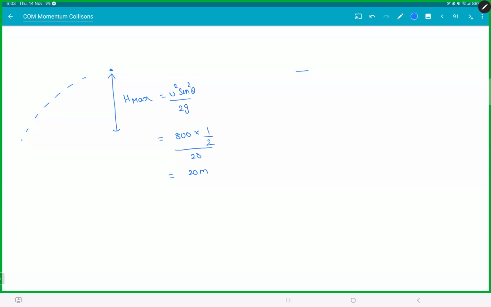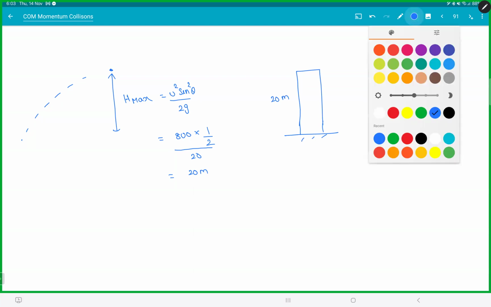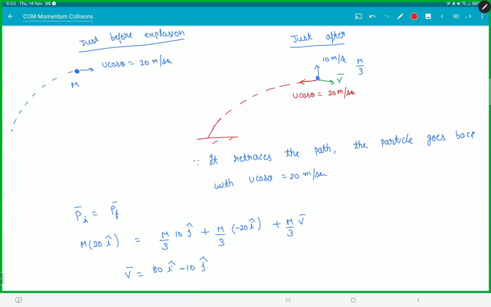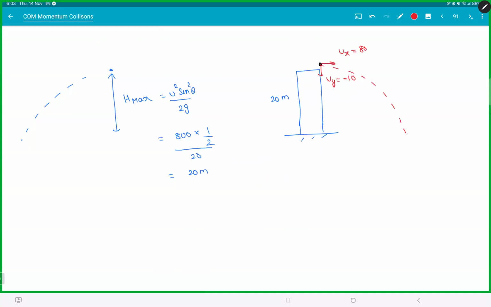So this question behaves like this. As if you have a building here, a 20 meter building. This particle here has speed in the horizontal direction, ux is equal to 80. Vertical direction, uy is equal to minus 10. And this is flying like this and falling on the ground. Isn't that the question? How do you find time of flight?